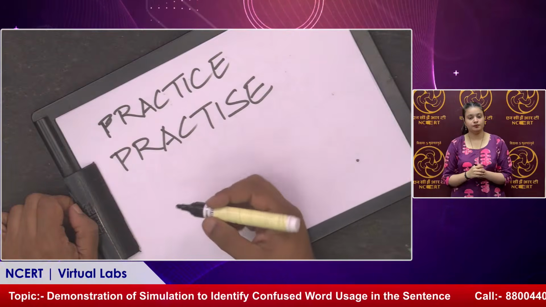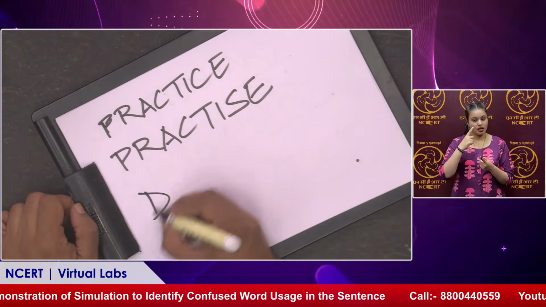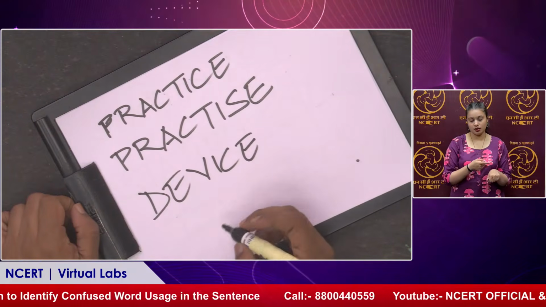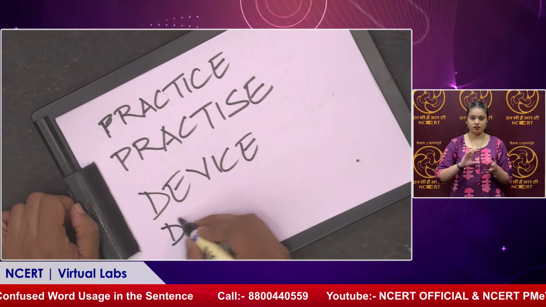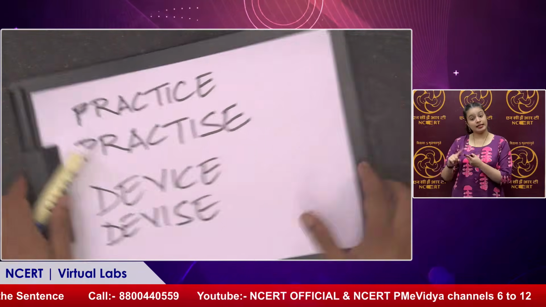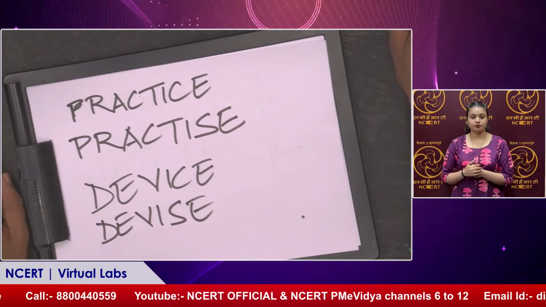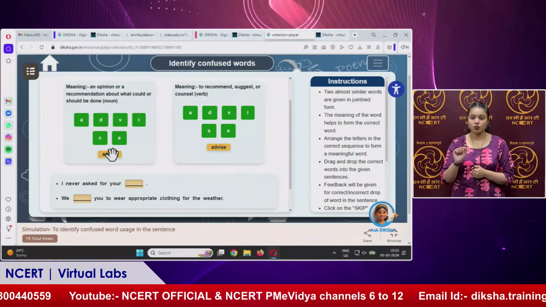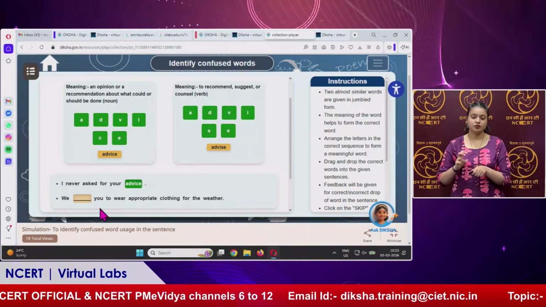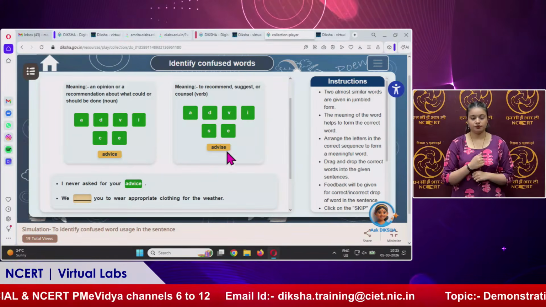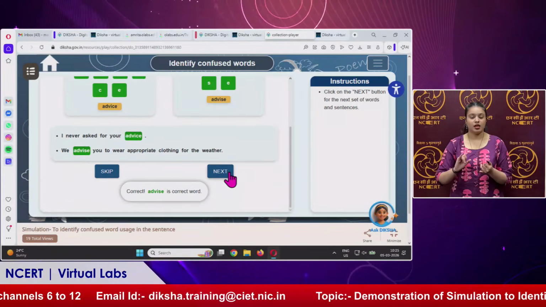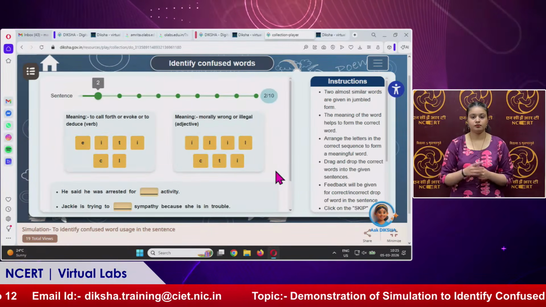And like you said, device and device. DEVICE is the noun. The television is a device, and we use SE for device. So: I never asked for your advice, CE. Now, we advised, we gave you the advice. We advise you to wear appropriate clothing for the weather. Right.